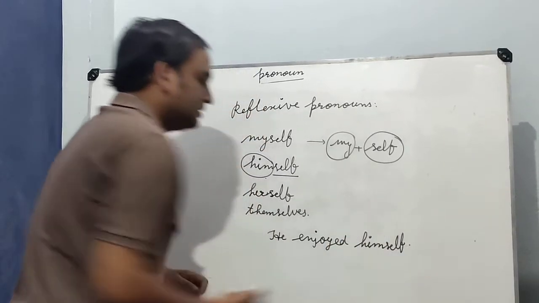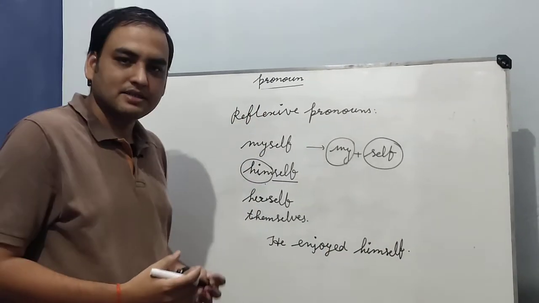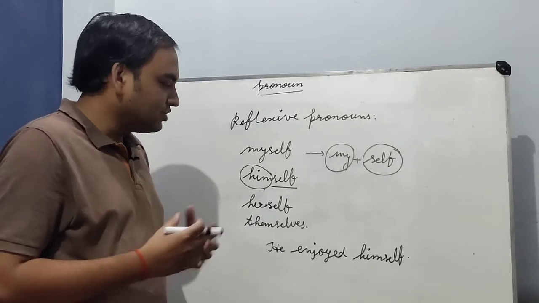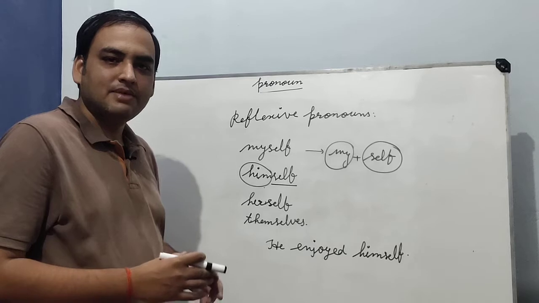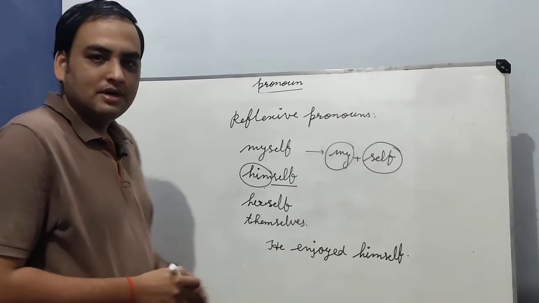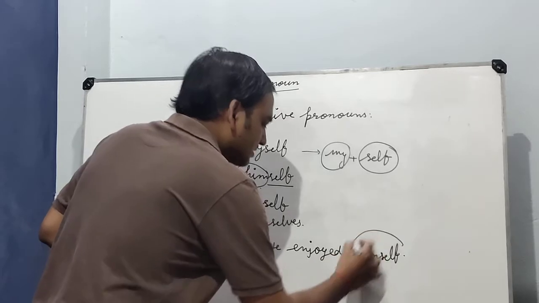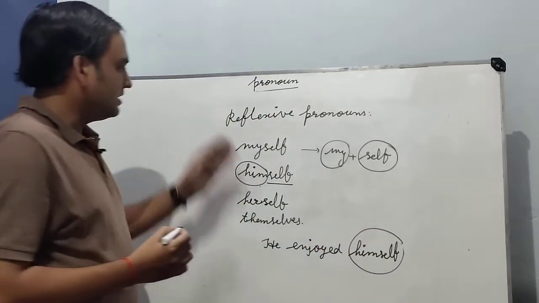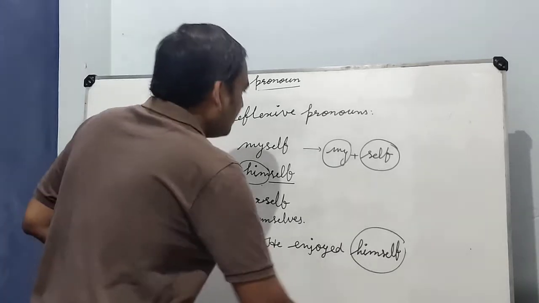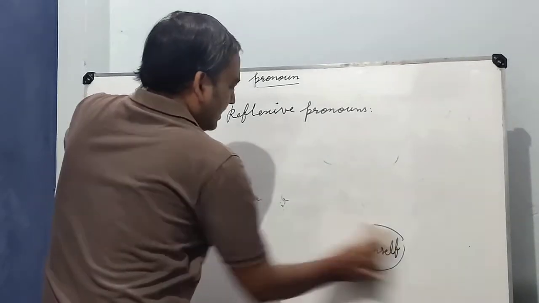It means कि उसने खुद से ही enjoy किया. Suppose कि वो पार्टी में गया and he was alone. So he enjoyed the party himself. उसने पार्टी में खुद से ही अपने आप से मजा किया. Okay, so such kinds of reflexive pronouns are used in sentences to strengthen the subject.